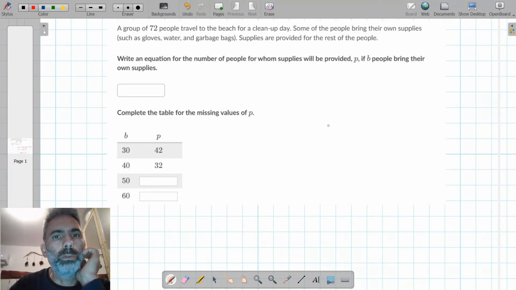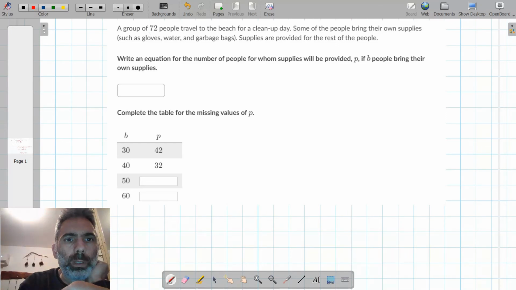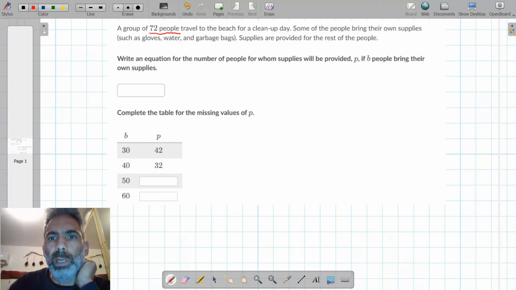A group of 72 people travel to the beach for a cleanup day. Some of the people bring their own supplies, such as gloves, water, and garbage bags. Supplies are provided for the rest of the people. Write an equation for the number of people for whom supplies will be provided, P, if B people bring their own supplies. Okay.